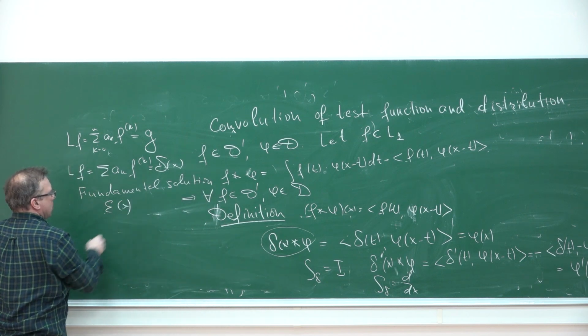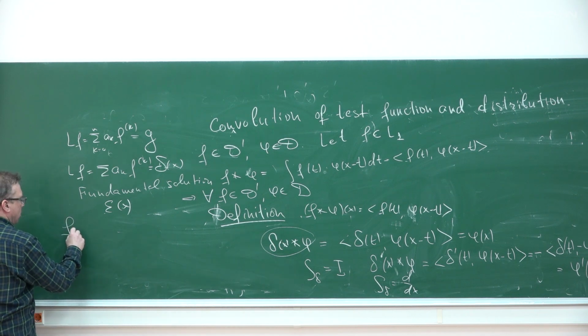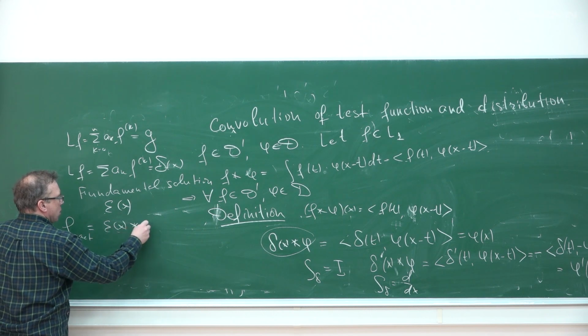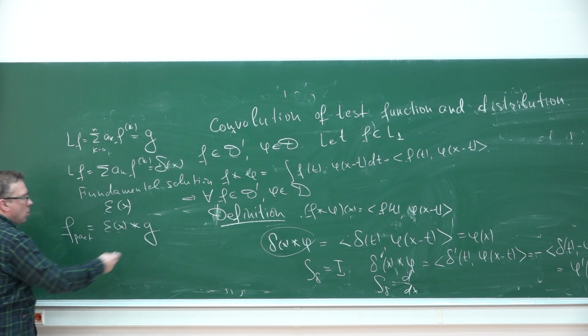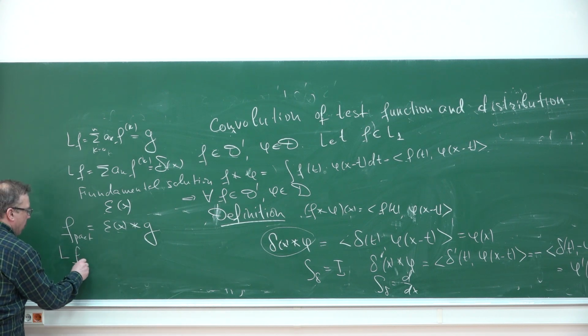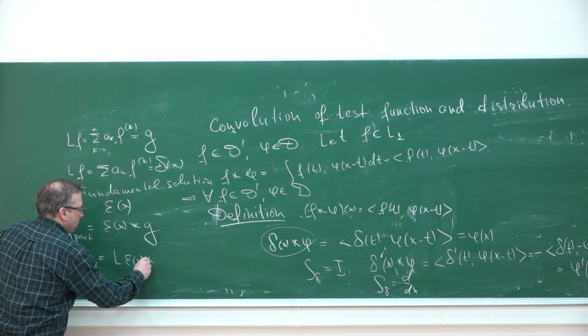Usually it is denoted as E capital of x. Then the partial solution equals the convolution of this. Why? Why is it a solution? Because L of the partial solution equals L E x.